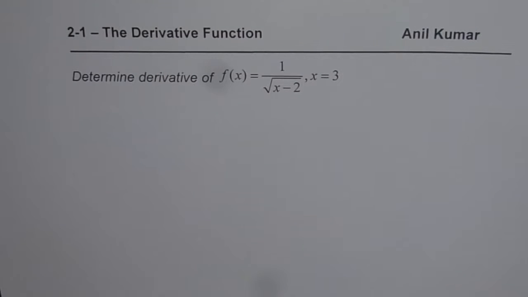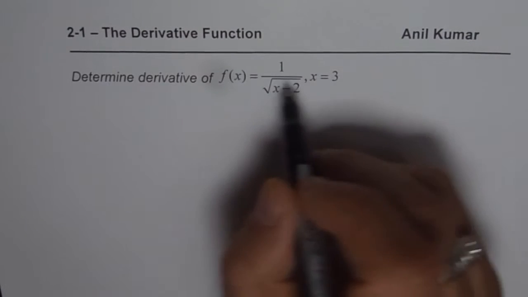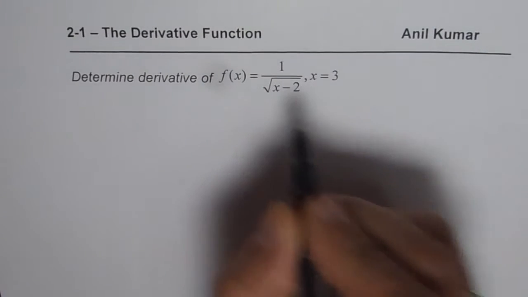I am Anil Kumar, and here is the solution of question number 6 from the practice questions. Determine the derivative of f of x equals 1 over square root of x minus 2 at x equals 3. So what we'll do here is find the value of the function at 3.